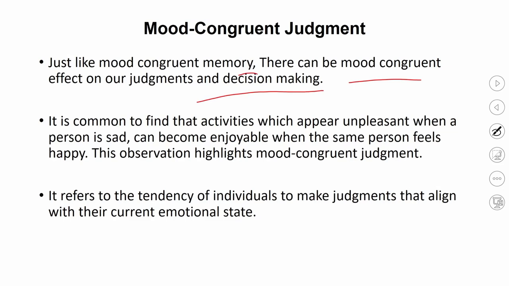It is a common understanding or experience in our life that activities which appear unpleasant when a person is sad can become enjoyable when the same person feels happy. The same activity can become enjoyable when you are in a positive mood, and you may not enjoy the same activity when you are in a sad mood. So, emotion is influencing your evaluation of the same activity. The activity is the same, but you are evaluating it completely differently based on your current emotional state. That is an example of mood congruent judgment. This refers to the tendency of individuals to make judgments that align with their current emotional state.